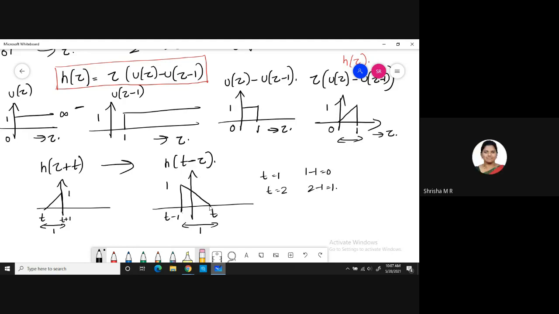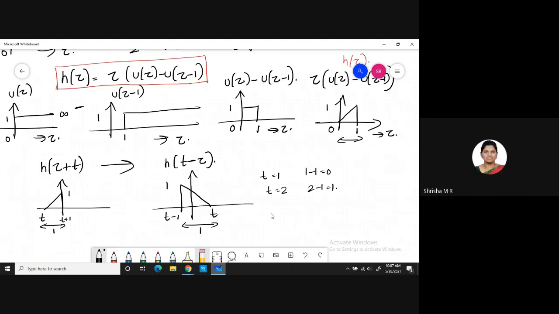You can write like this also. As long as your width is maintained at 1 unit, you can write like this, or you can take it after 0 also. Yes, you can write both, but the width should be maintained. Here you'll have t minus 1, here you'll have t. Or you can do like this also.